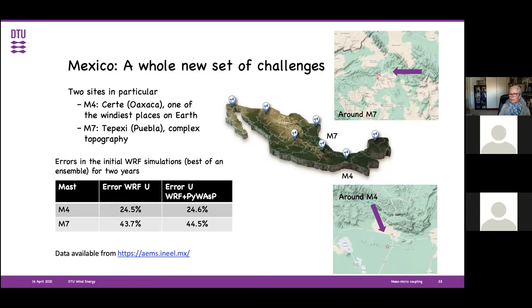The terrain is quite complex. The site is in a very strange place. We had a lot of trouble locating the sites in Mexico because of many other problems. But not only this case has a problem, but also the case here in Oaxaca, which is one of the windiest places on Earth. Its wind speed is maybe 13 meters per second on average, so it's very, very windy. There are a lot of wind farms here. There also we had very large overestimations. And of course, the microscale model can do nothing here.